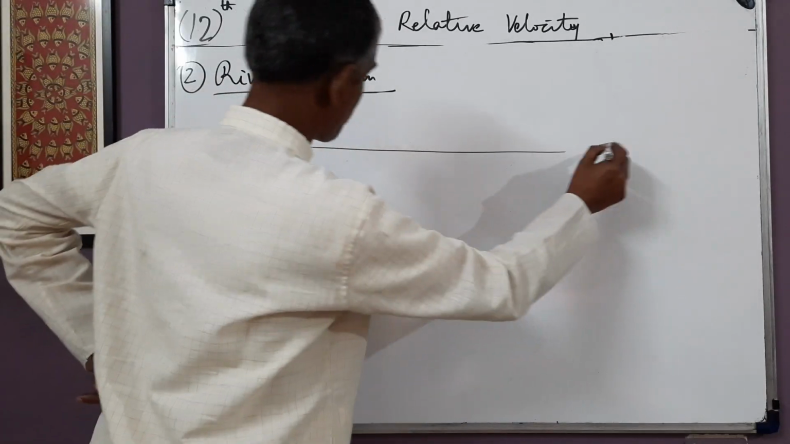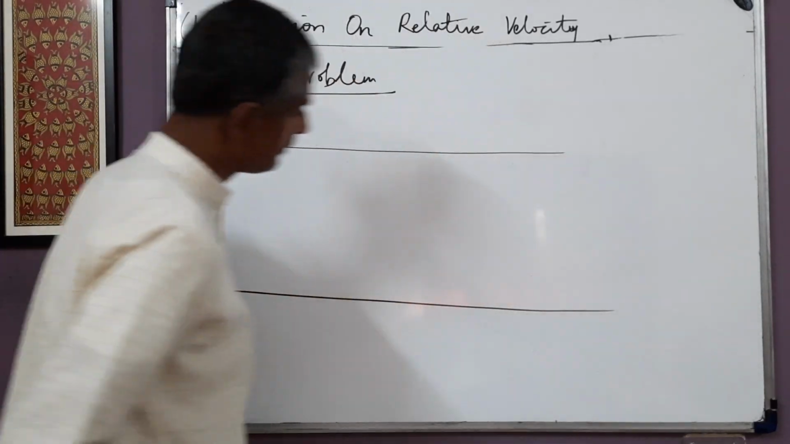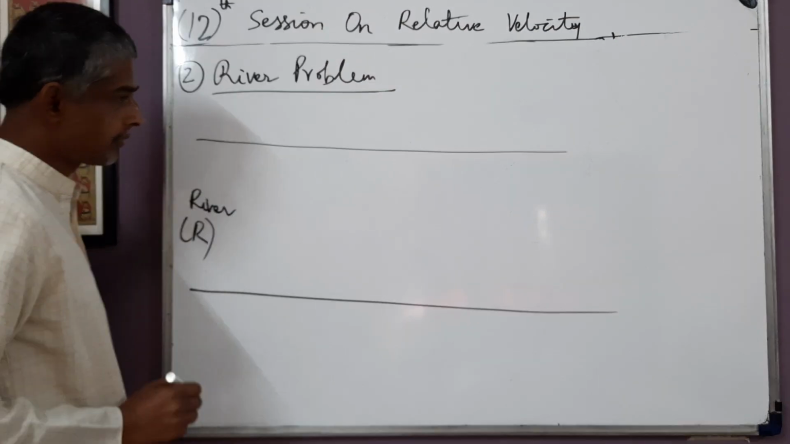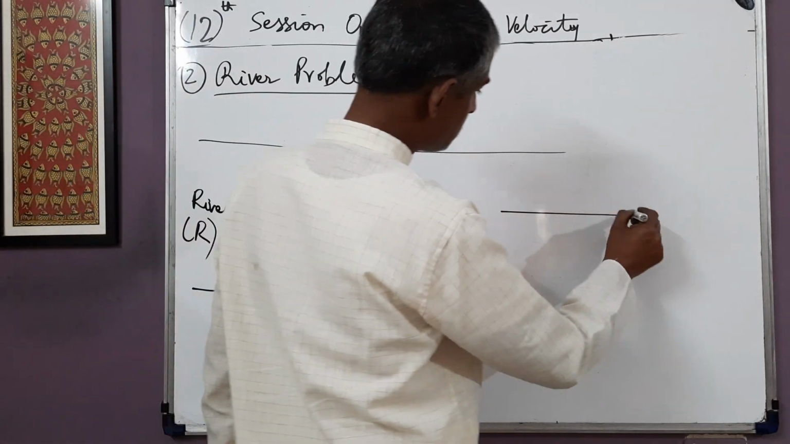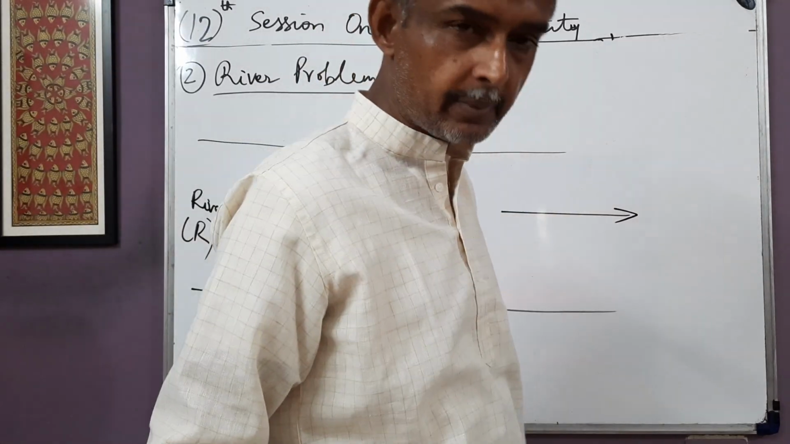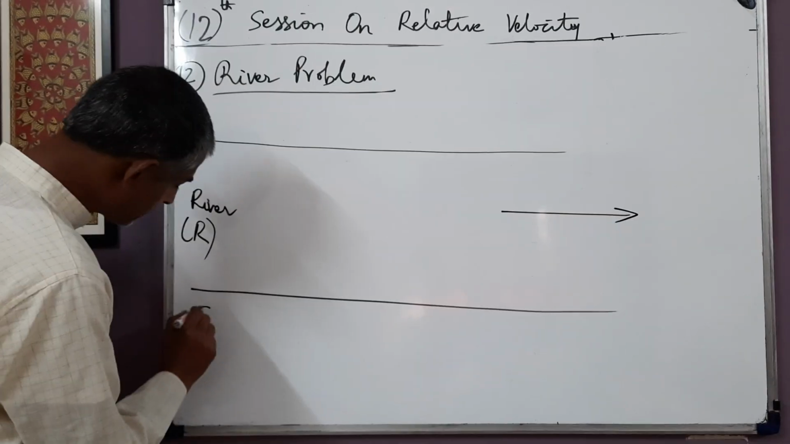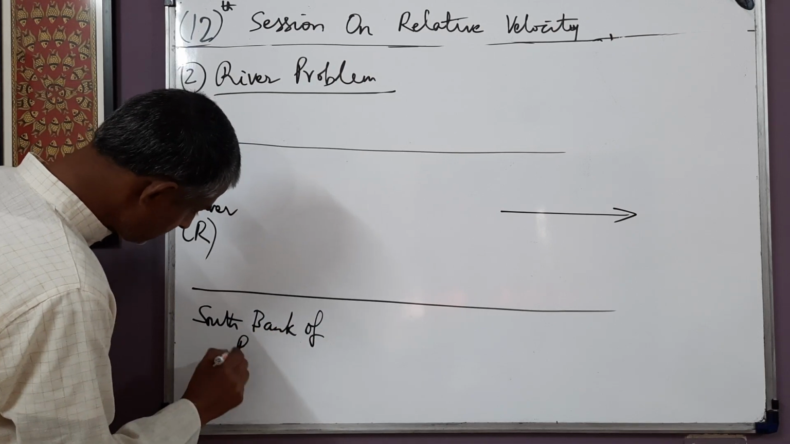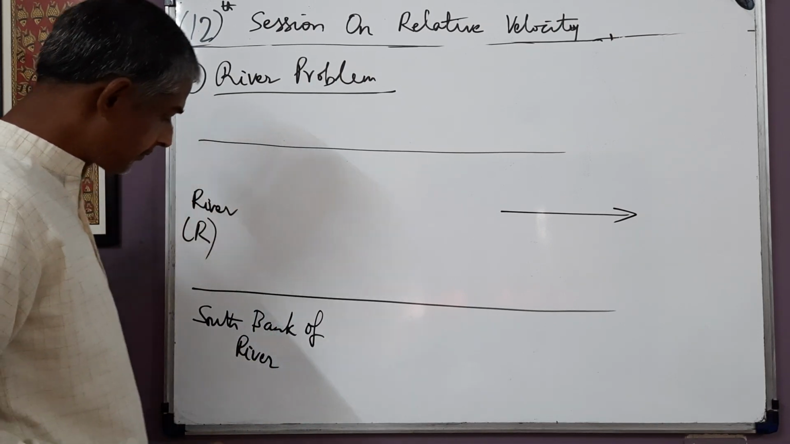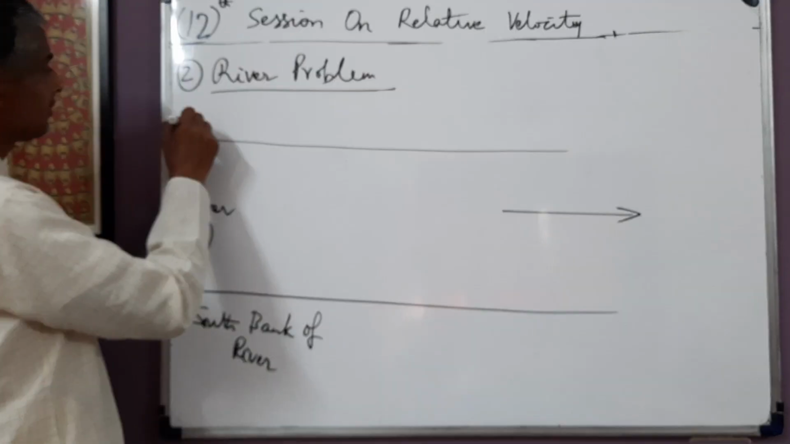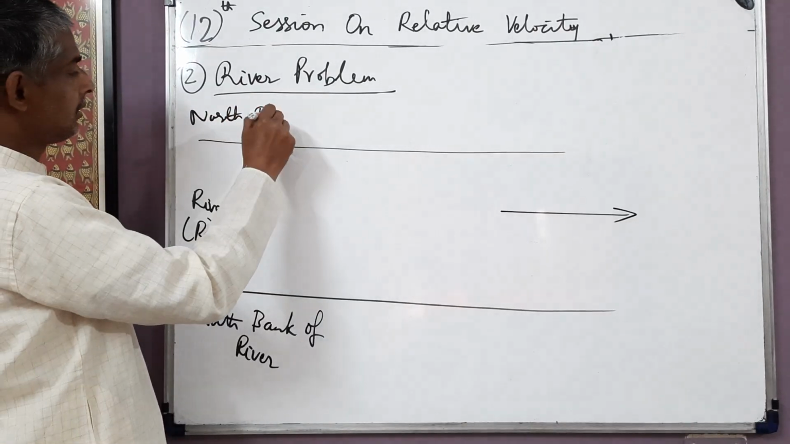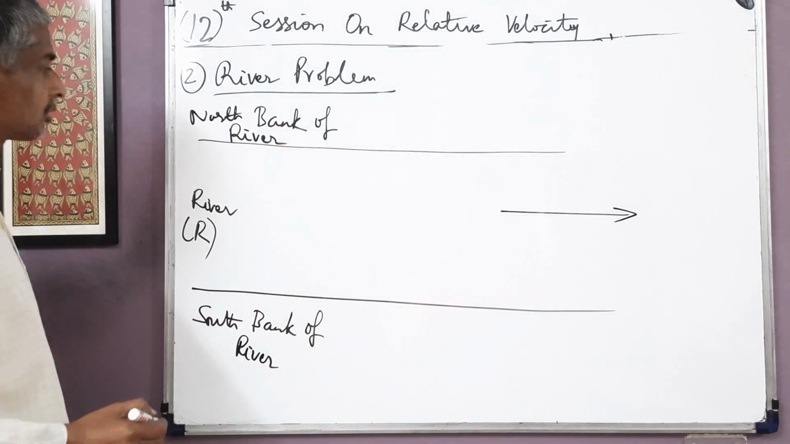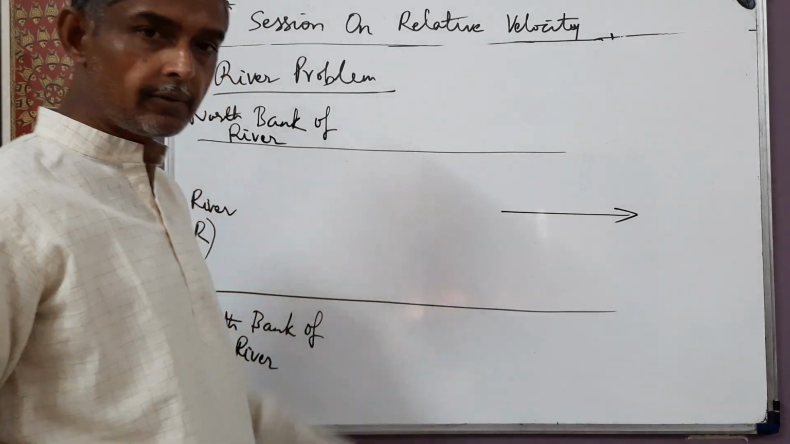This is the top view of the river. This is the river, denoted by R. Top view. This indicates the river flow velocity is eastward with respect to ground. This is the south bank of the river. This is the north bank of the river. This is the river itself.